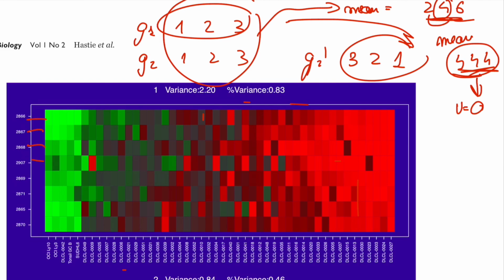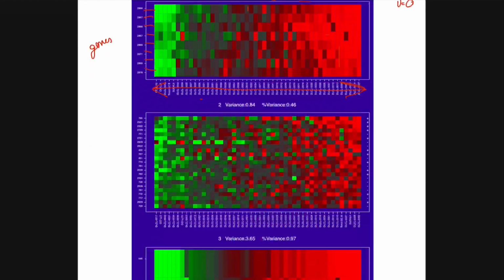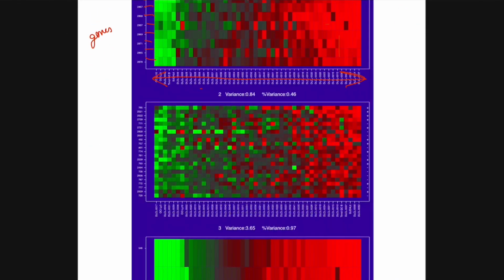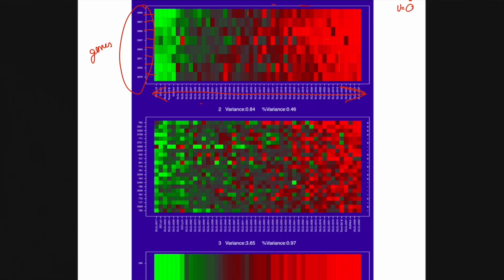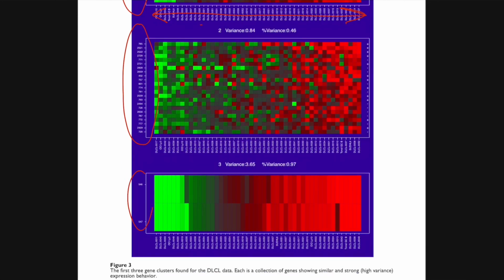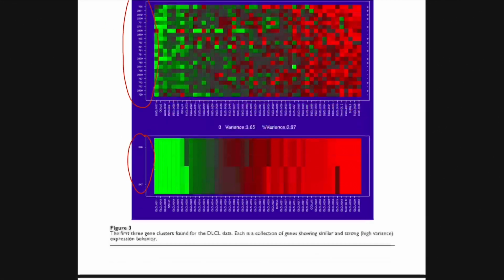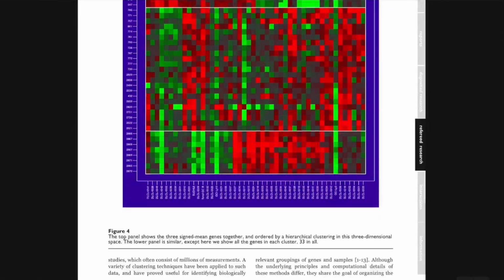That explains why each row is similar to another, and that explains also why the gene expression has high variance. Great. So these are a few clusters. Now notice that clusters can be of small size, can be of higher size. Now how do you define the size? They propose an automatic method. We are going to talk about it.